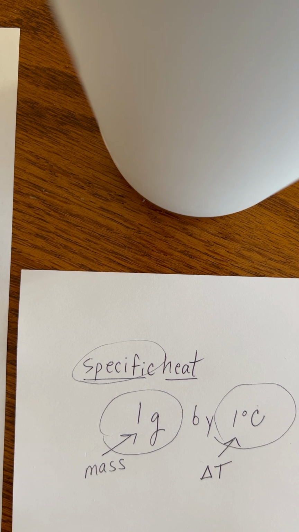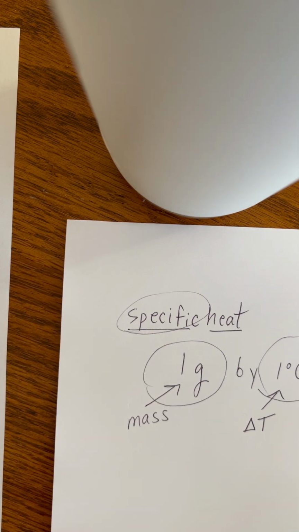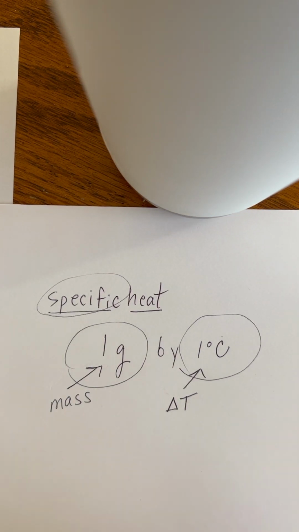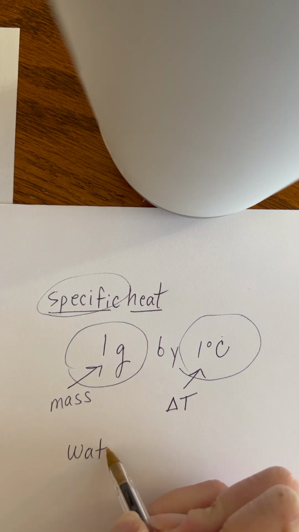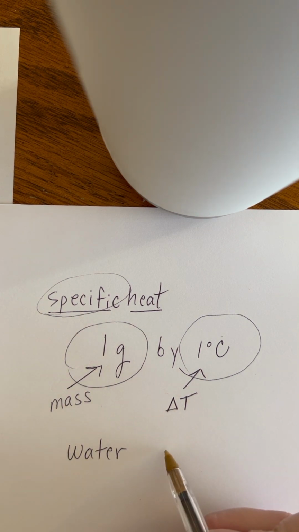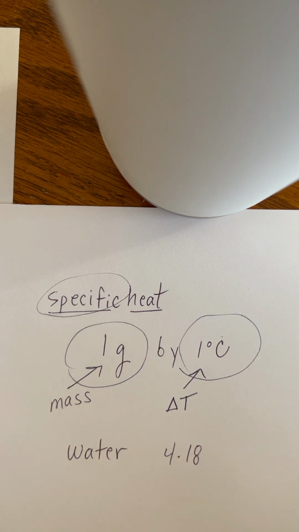If you look at your notes page, I've listed for you the specific heat values of some common substances. Like water has a specific heat value of 4.18. That's actually a really high specific heat value. It takes a lot of energy to raise the temperature of a sample of water. It takes 4.18 joules of energy to raise the temperature of 1 gram of water by just 1 degree Celsius.